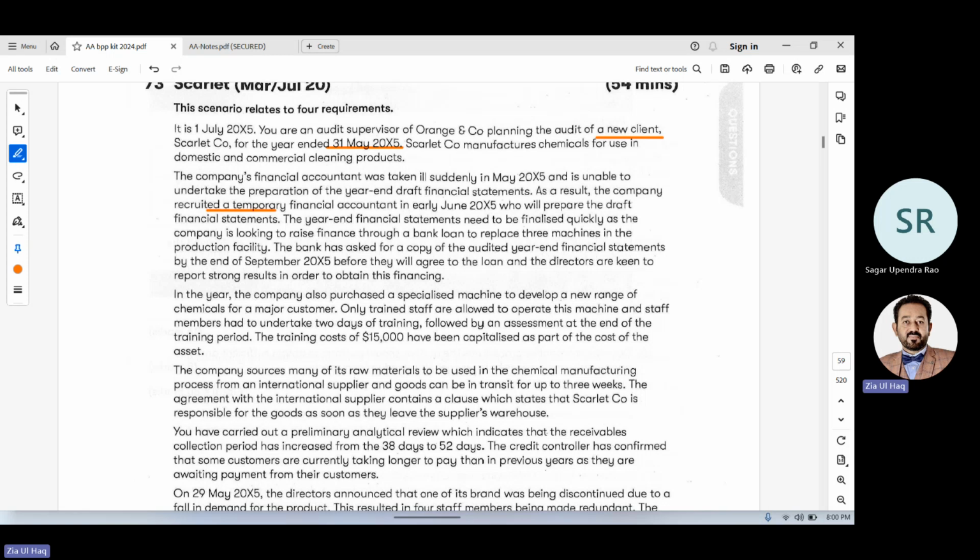Year-end financial statements need to be finalized quickly. The company is looking to raise finance through a bank to delay 3 months machines in the productivity. So they are going to obtain a bank loan, and if the condition of the bank loan approval is not fulfilled by the company, there are chances of manipulation in financial statements. Inherent.